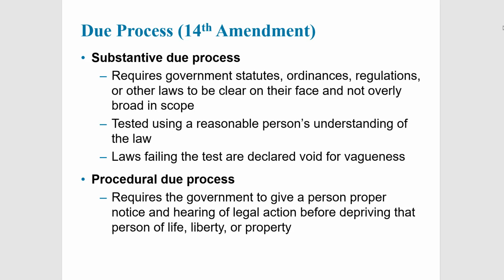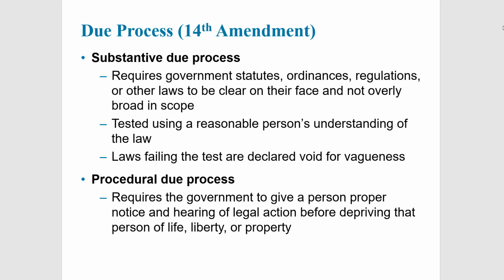There are a couple different kinds of due process. One is substantive, the other is procedural. Substantive due process requires government statutes, ordinances, regulations, or other laws to be clear on their face and not overly broad in scope. They would be tested using a reasonable person's understanding of the law. Laws failing that test are declared void for vagueness. So this prevents overly complex or vague or just hard to understand laws. A reasonable person should be able to understand it. If they can't, then that would violate substantive due process.